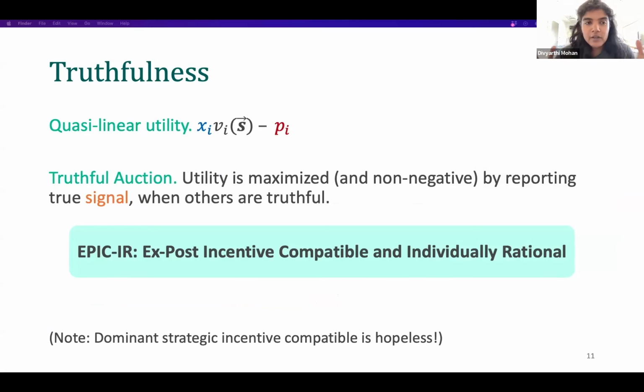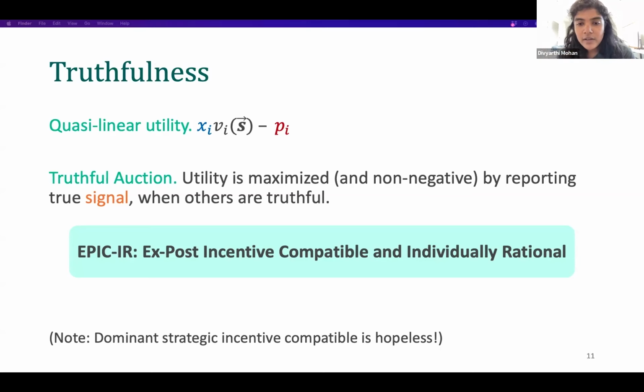And by truthfulness, we mean this solution concept. An auction is truthful if the utility of the agent is maximized by reporting her true signal, given that all the other agents are also truthful. Okay, this is the notion of ex post incentive compatibility. Her utility is going to be maximized by reporting the true signal when all the other agents are also reporting true signals. And we are also going to consider individual rationality. That is, the utility is going to be non-negative for every agent when they participate and report truthfully.